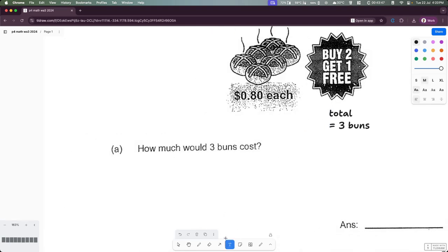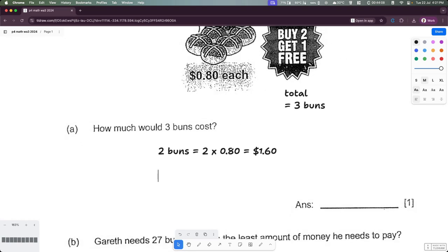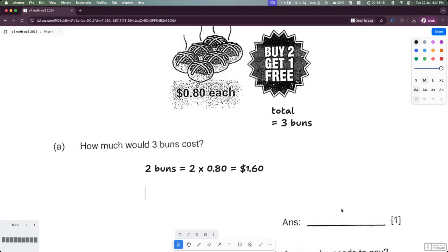So what does this mean? It means 2 buns is equal to 2 times 0.80, which is equal to $1.60. So for 2 buns bought, we get a free one, total 3 buns. So the answer over here is simply $1.60. All right, so last one.